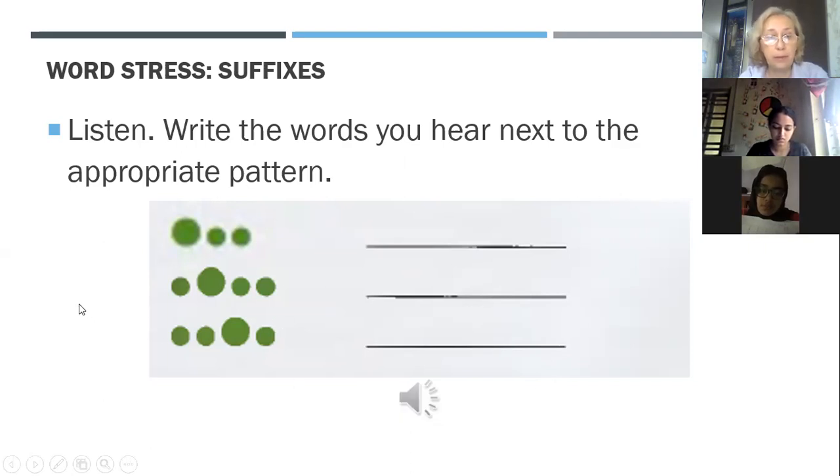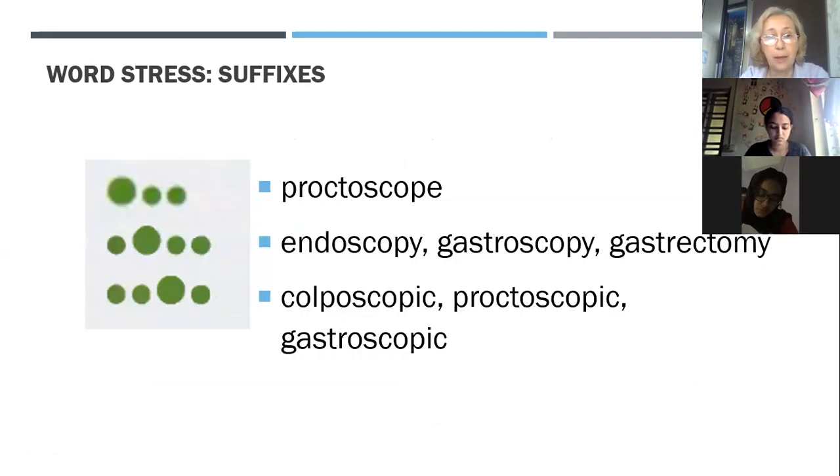Well, these are the examples of just different stress in the words. Exercise 4, yes, here they are. So if you have it like this, it's good. So proctoscope, endoscopy, gastroscopy, gastrectomy, colposcopic, proctoscopic, and gastroscopic. Very hard for me to pronounce.